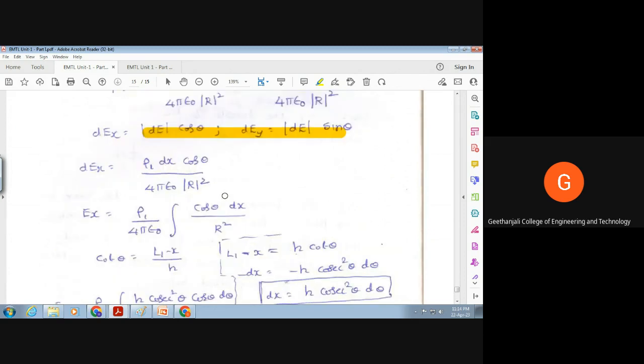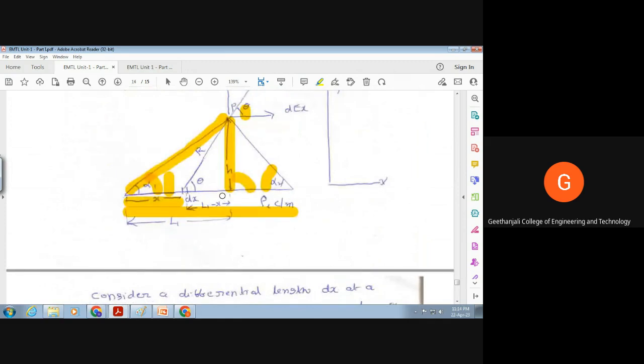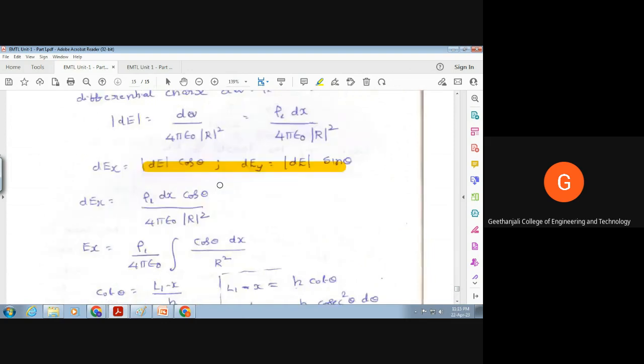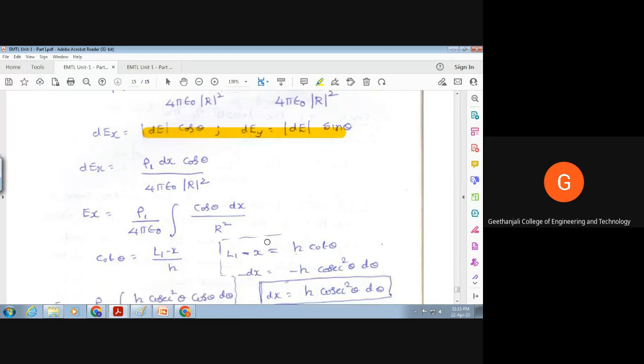Then R is also variable. R is what? The distance from the differential length dx to point P. So if I consider this as dx, this is my R. So when you go from one point to another point, R also varies. So we got three variables. x is variable, theta is variable, and R is also variable.